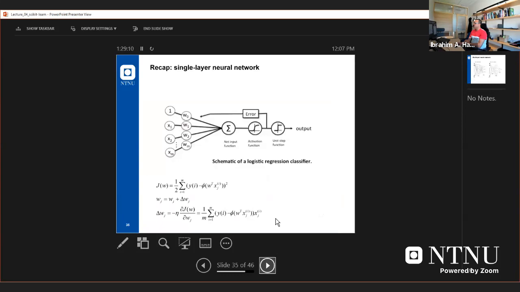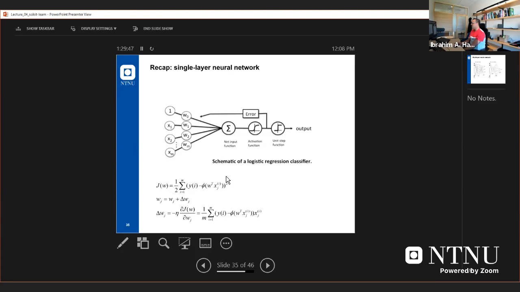The last slide for today is the single layer neural network. We are using this logistic regression model, and those are the equations used for it. This is the cost function we use. In fact, it's a half summation of squared error, where the error is the target minus the output. We update the weights to minimize this cost function using gradient descent. So delta omega will be minus eta, which is the learning rate, multiplied by partial J by partial omega. Finally, it will be this one.